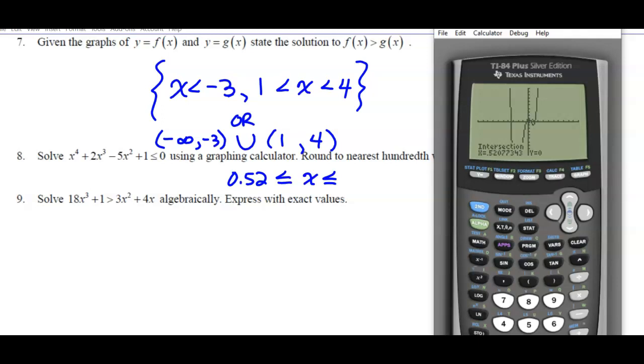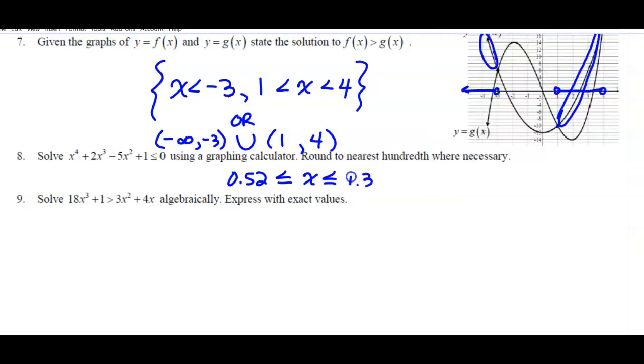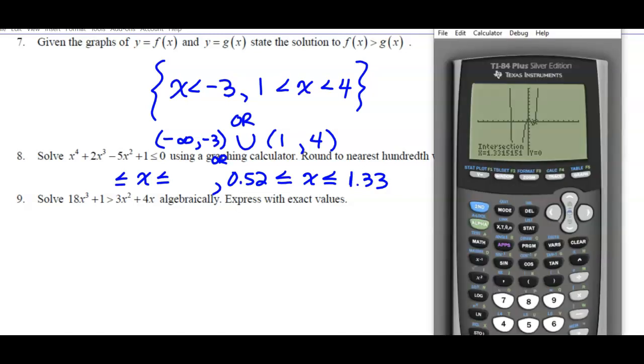So now I'm going to move the cursor closer to the rightmost, then do intersect. Or a comma. Fast would be 1, 2, 3.